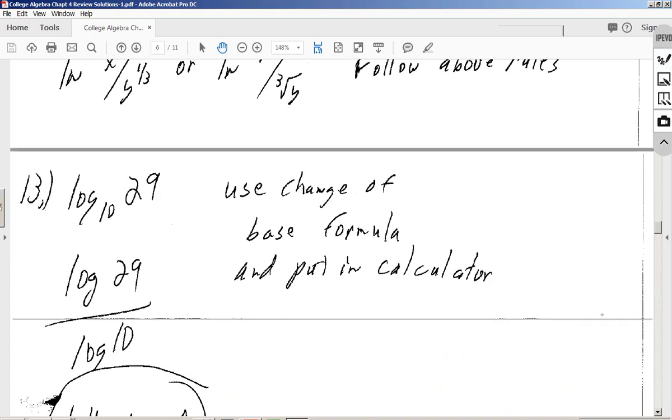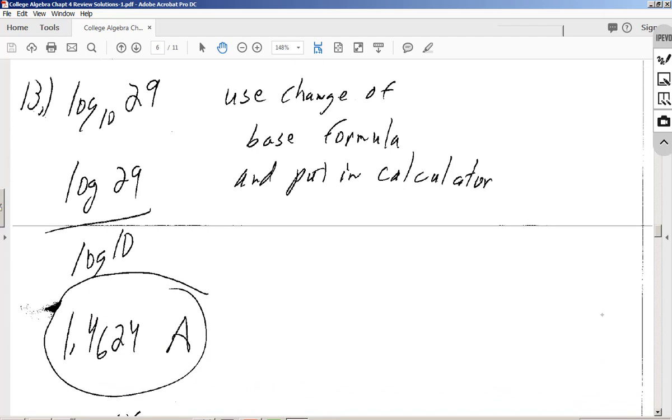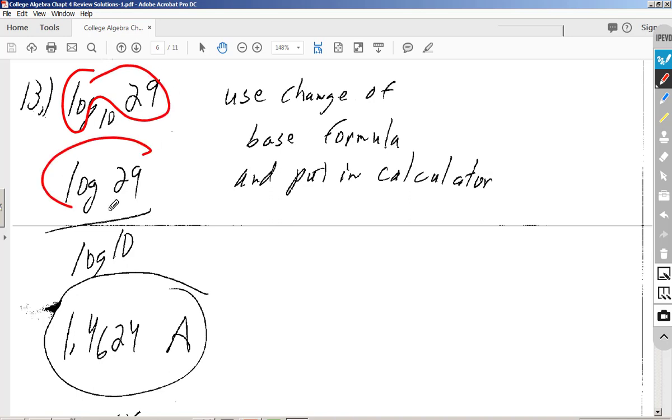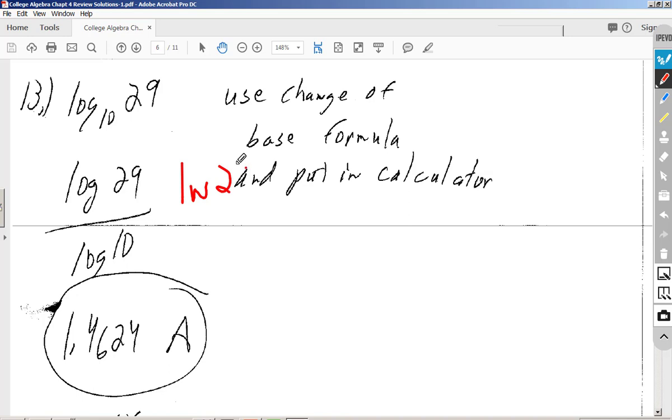On number 13, I've got log base 10 of 29. And the directions on number 13 just say use common logarithms or natural logarithms on a calculator to evaluate to 4 decimal places. So log base 10 of 29, your change of base formula. The change of base formula just says you take the log of what's on top, divide by the log of what's on bottom. And so log base 10 of 29 is going to become log 29 divided by log 10. And notice also if you want to use the ln, it would be the exact same thing. It would be the ln of 29 divided by the ln of 10.